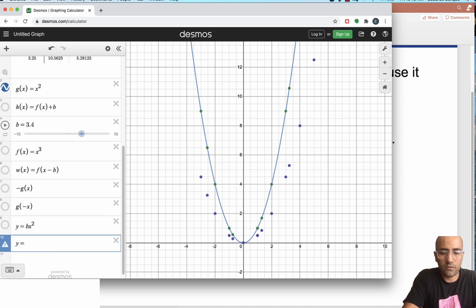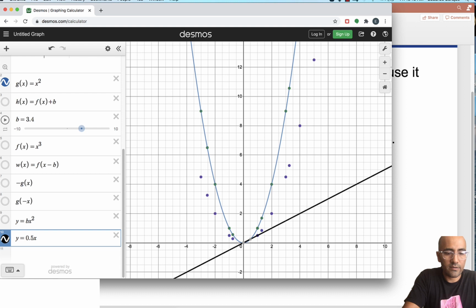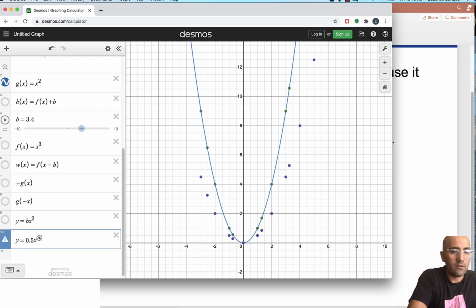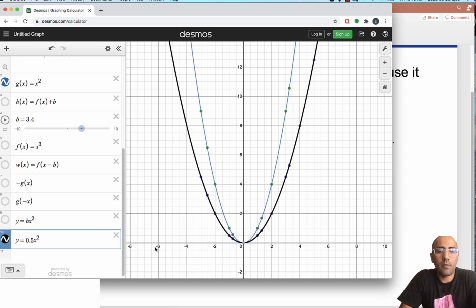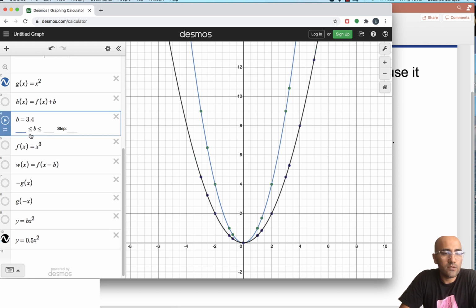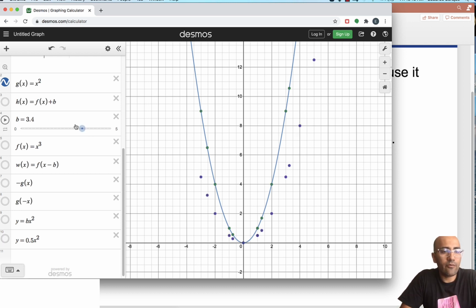Y equals 0.5x to the second power. A parabola that's a little wider than the original one. Good. So let's change this from 0 to 5.2.